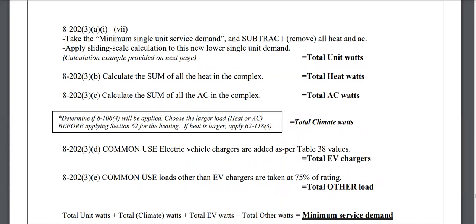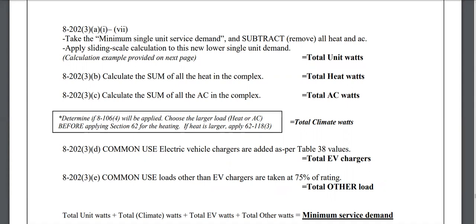Finally, 82023D, common use. Let's say these are common use loads. The electric vehicle chargers are taken as per table 38 values. And table 38 will give us some percentages if we have a whole bunch of electric vehicle chargers. But I'm going to say for a row house unit, pretty unlikely.